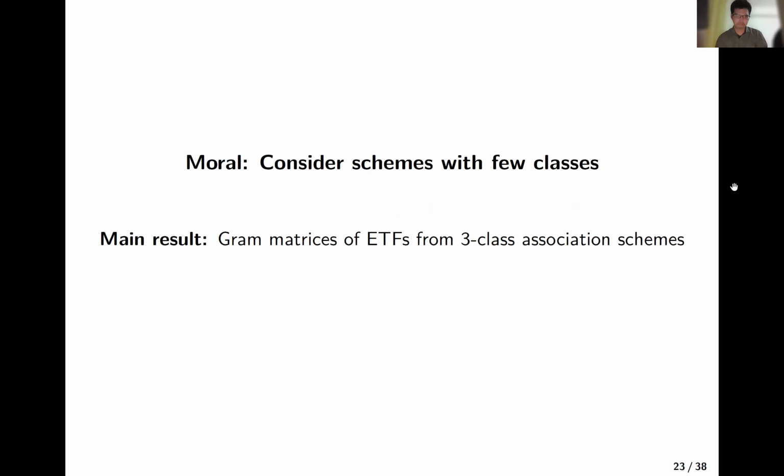So let's get started. The idea behind this, as we've seen motivated in the prior section, was that perhaps it's worth considering association schemes with few classes when we're looking for Gram matrices of ETFs. And the main result of this section is that we can get Gram matrices of ETFs from certain three-class association schemes, and in fact, we'll recover an interesting family of Gram matrices that are obtained from association schemes derived from Suzuki 2-groups. So this is an interesting family of Gram matrices that we can actually recover from this technique.